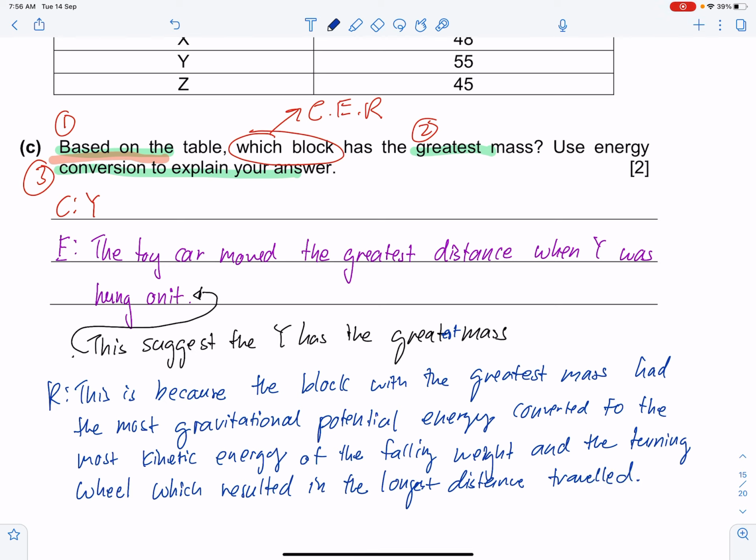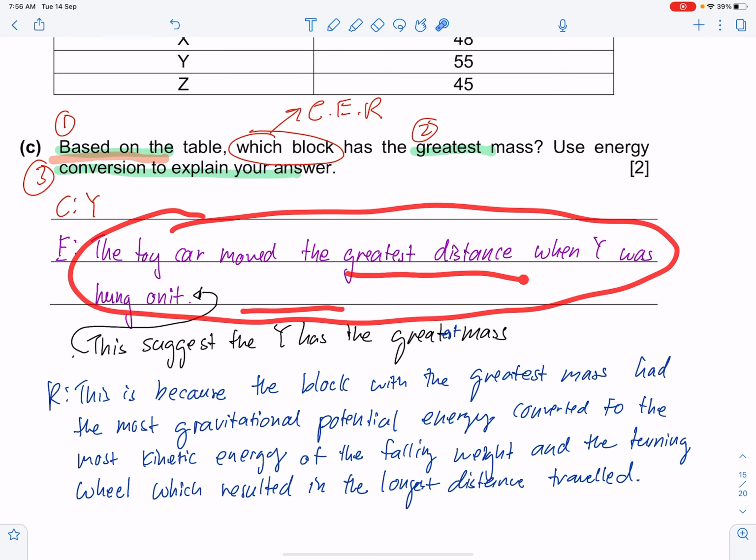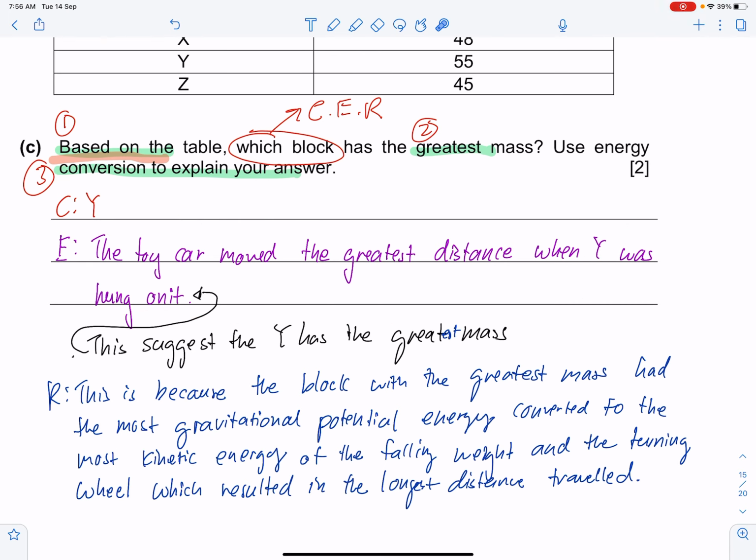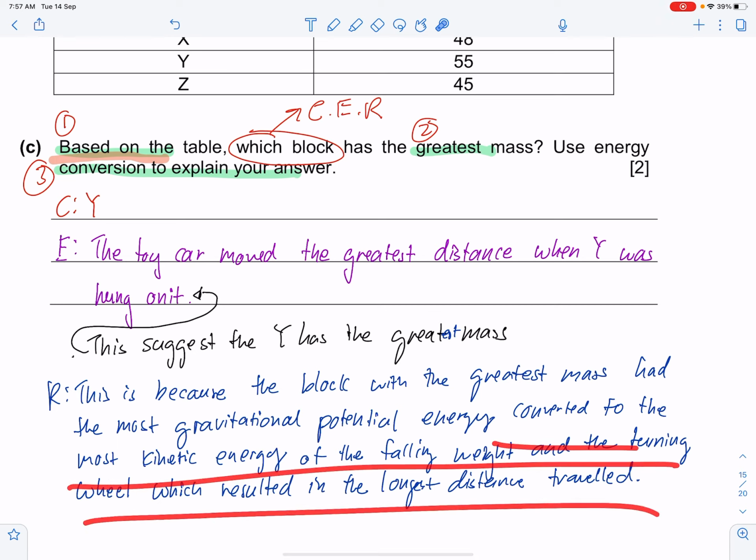Which resulted in the longest distance travelled. Okay, so it's very clear. Every time you quote the evidence, it must be from the table. What did the table say? It says that it travels the greatest, right? So what does this suggest? It has the greatest mass. Then you explain the reason why. It is because the block with the greatest mass had the most gravitational potential energy to be converted, etc.